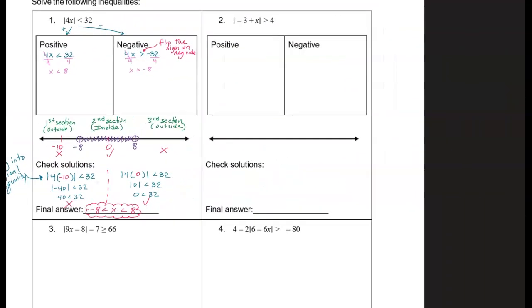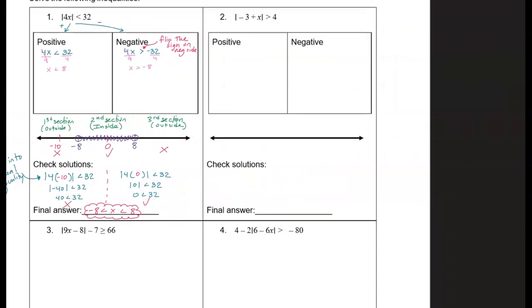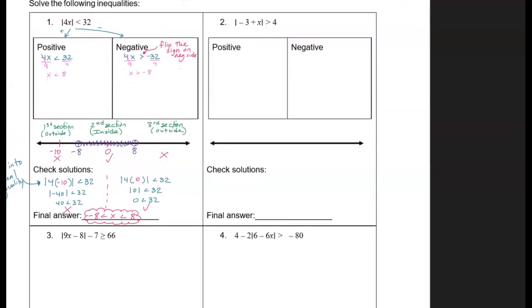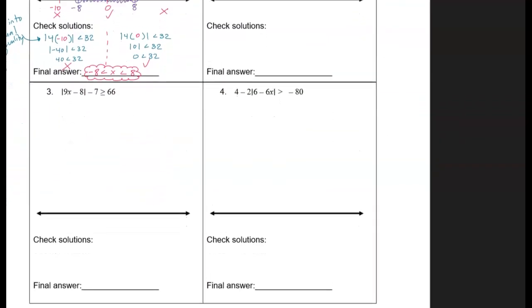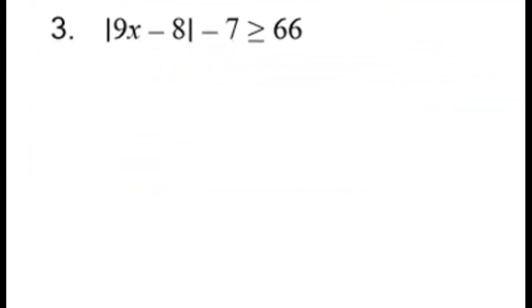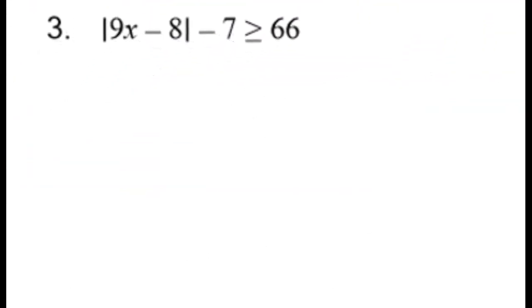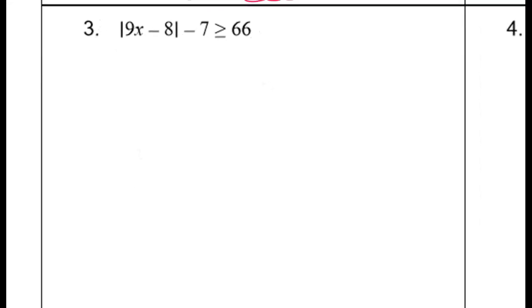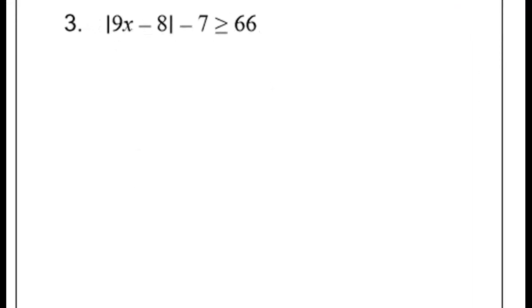So let me try another one. Let's get a little harder. Let's do this one right here. Number 3. So just like when we were solving absolute value equations, before we can do the split, we have to get the absolute value all by itself. Right now, the absolute value is not all by itself. Right now, the absolute value has a -7 on the same side. So the first thing I'm going to do is add 7 to both sides.